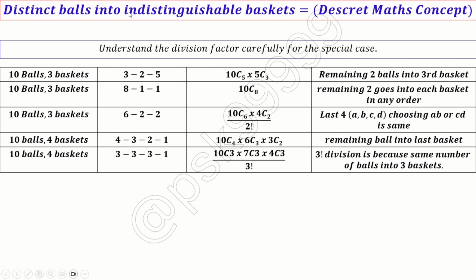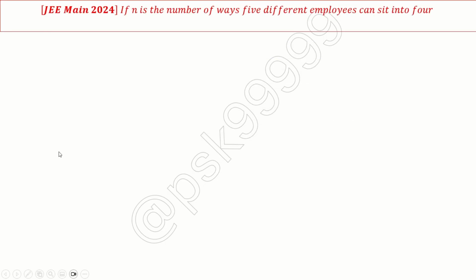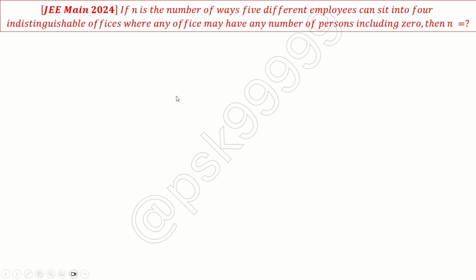Once you see terms like non-identical or identical baskets, indistinguishable baskets, same baskets, then you can understand the question is asked on this concept. So let's do one problem on this, which has come in JEE. 2024, this came actually.